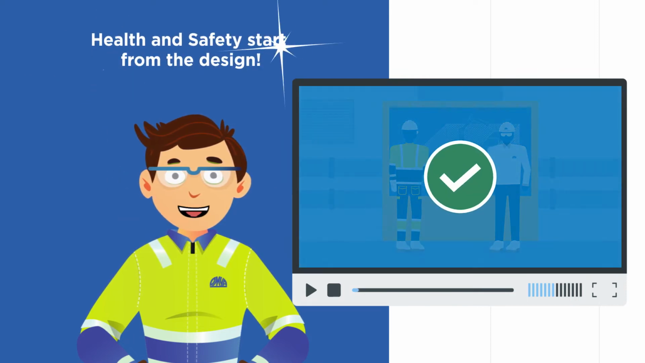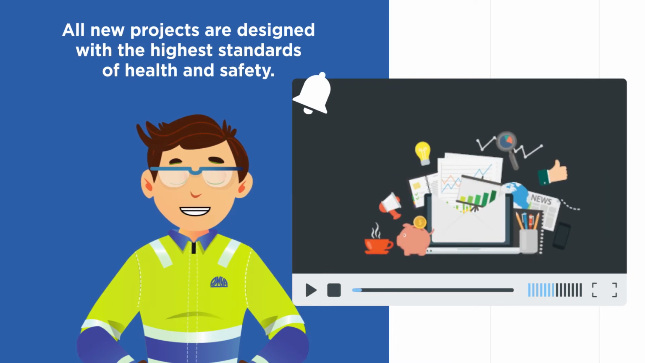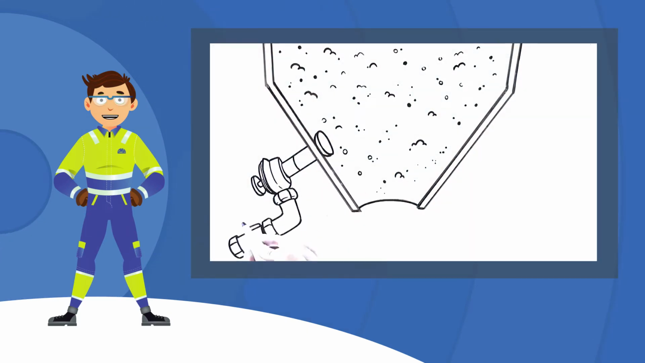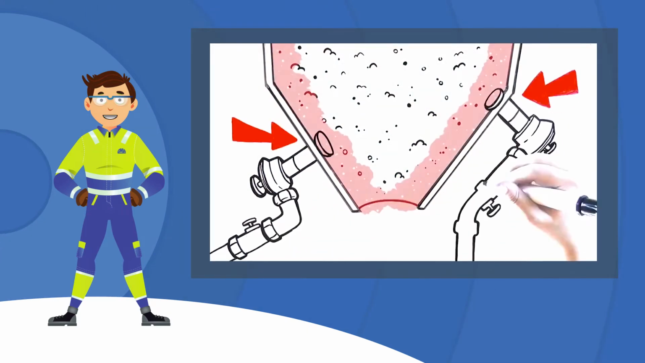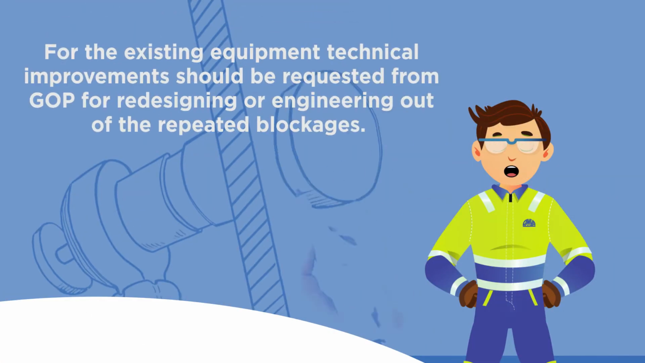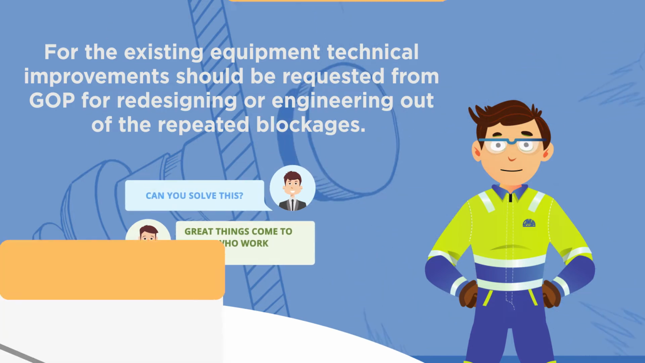Health and safety start from the design. All new projects are designed with the highest standards of health and safety, where blockages are eliminated or mitigated. Consider the product to be processed and other environmental conditions like the weather. For the existing equipment, technical improvements should be requested from GOP for redesigning or engineering out of the repeated blockages.